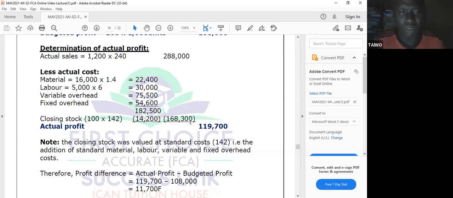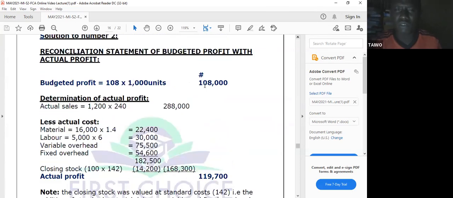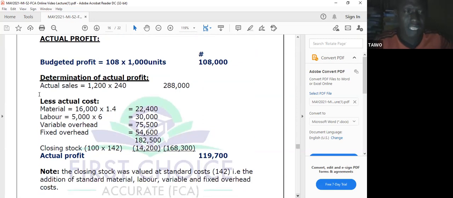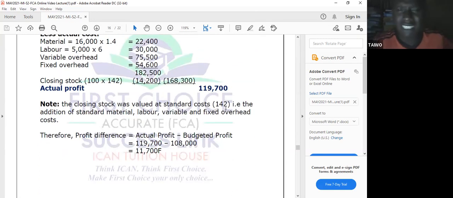Then that's the cost of what? Cost of sales. Then you now remove it from the actual sales of 288,000. You have what? Actual profit is now 119,700. Can you now see? It means that the profit they actually made for the period is 119,700. Then what's the profit they're supposed to make? They wanted to make 108,000. I hope you're getting it. They wanted to make 108,000. They now made 119,700. Note, the closing stock was valued at standard cost of 142.